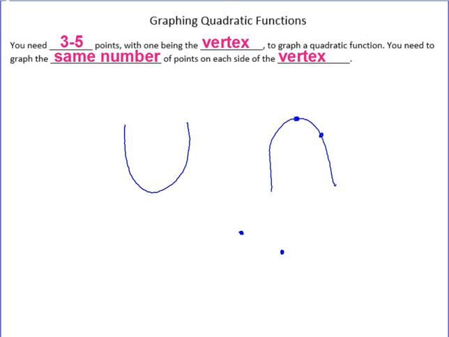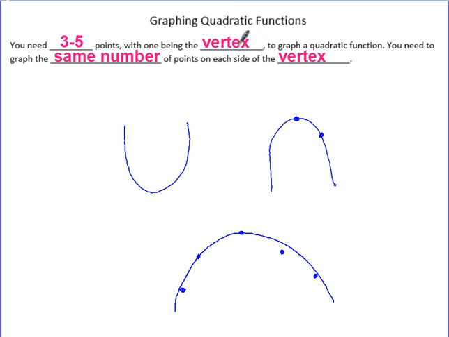And you need to graph the same number of points on each side of the vertex. So if I give you these 3 points, you wouldn't be able to draw the other side. Right now this just looks like a straight line. But if I fill in the other 2 on the other side of the vertex, now I can see what my parabola should look like. So 3 to 5, really I would like you to have 5.